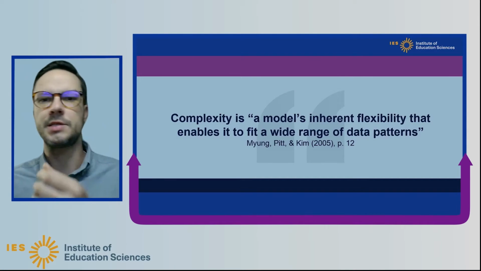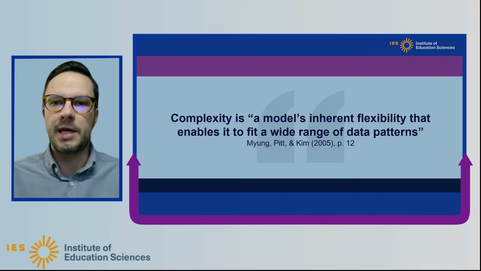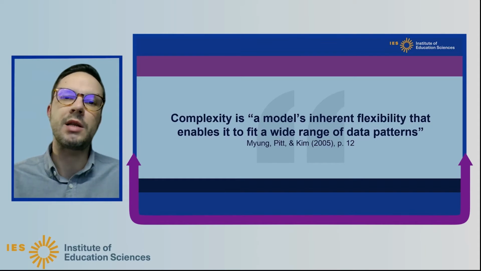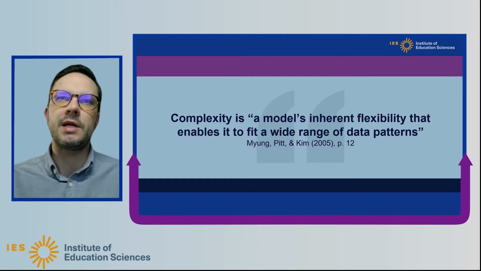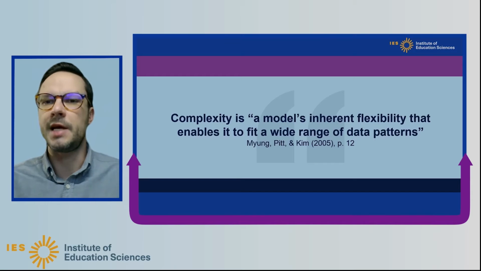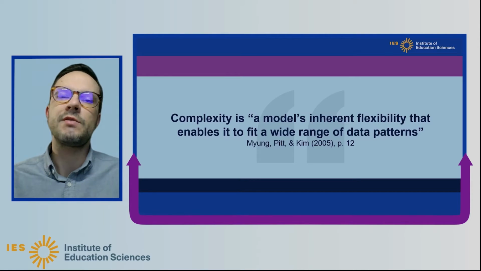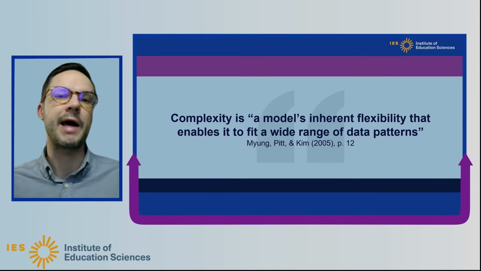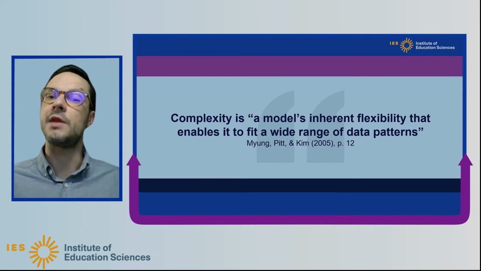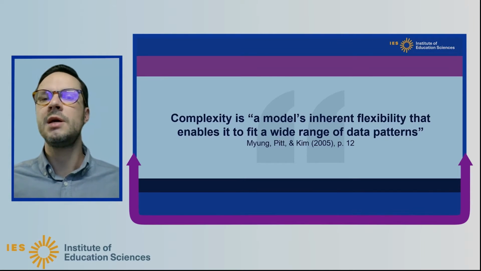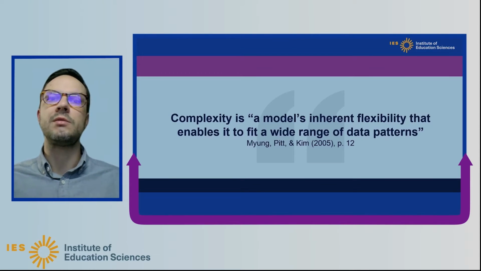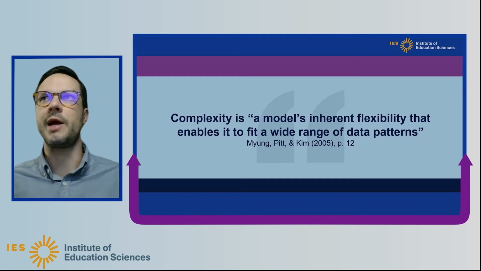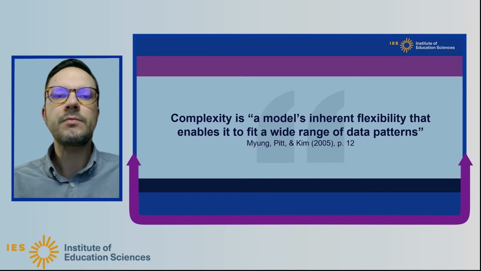And this definition is taken from Myung, Pitt, and Kim in 2005, and they give a very broad definition of model complexity. They define it as a model's inherent flexibility that enables it to fit a wide range of data patterns. So you'll notice that this definition of complexity doesn't include things that we might typically think of as indicative of complexity, like the number of parameters in a model. This is more general than that. It's just defining complexity as the ability of a model to fit a diverse, wide range of data patterns.